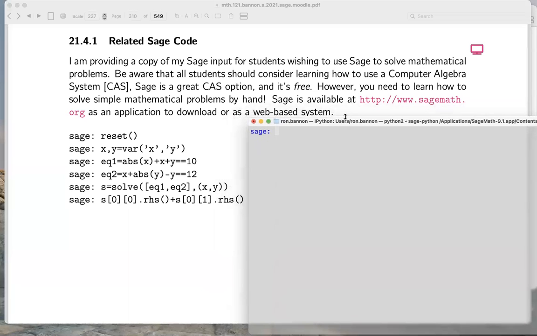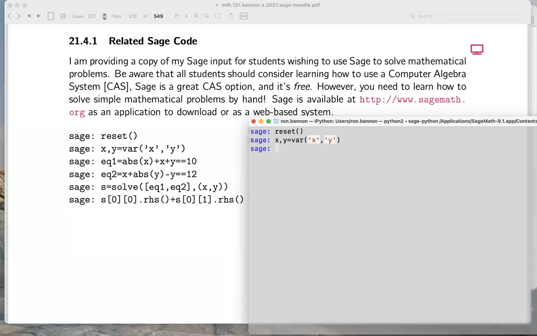And I'm going to type this stuff in. I think we've been doing reset for a while, right? What does that do? Basically it gives me a clean slate. X and Y are variables. I'm defining my variables, which is a really good policy in computer science: define those variables that you're going to use in your problem or in your program.